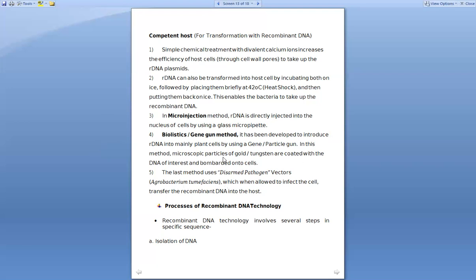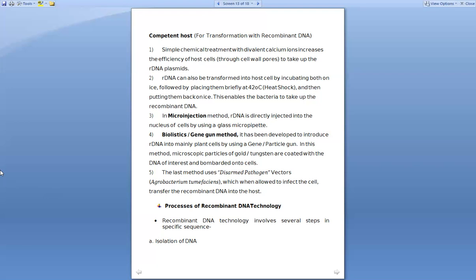The microscopic particles of gold or tungsten are coated with DNA of interest and bombarded onto the cells. So here, whatever the DNA of interest, or the gene of interest, is there, it is coated by the particles of gold or tungsten, either gold or tungsten. And then once the coating is done, they are directly bombarded onto the cells, right? They are being thrown on the cells.